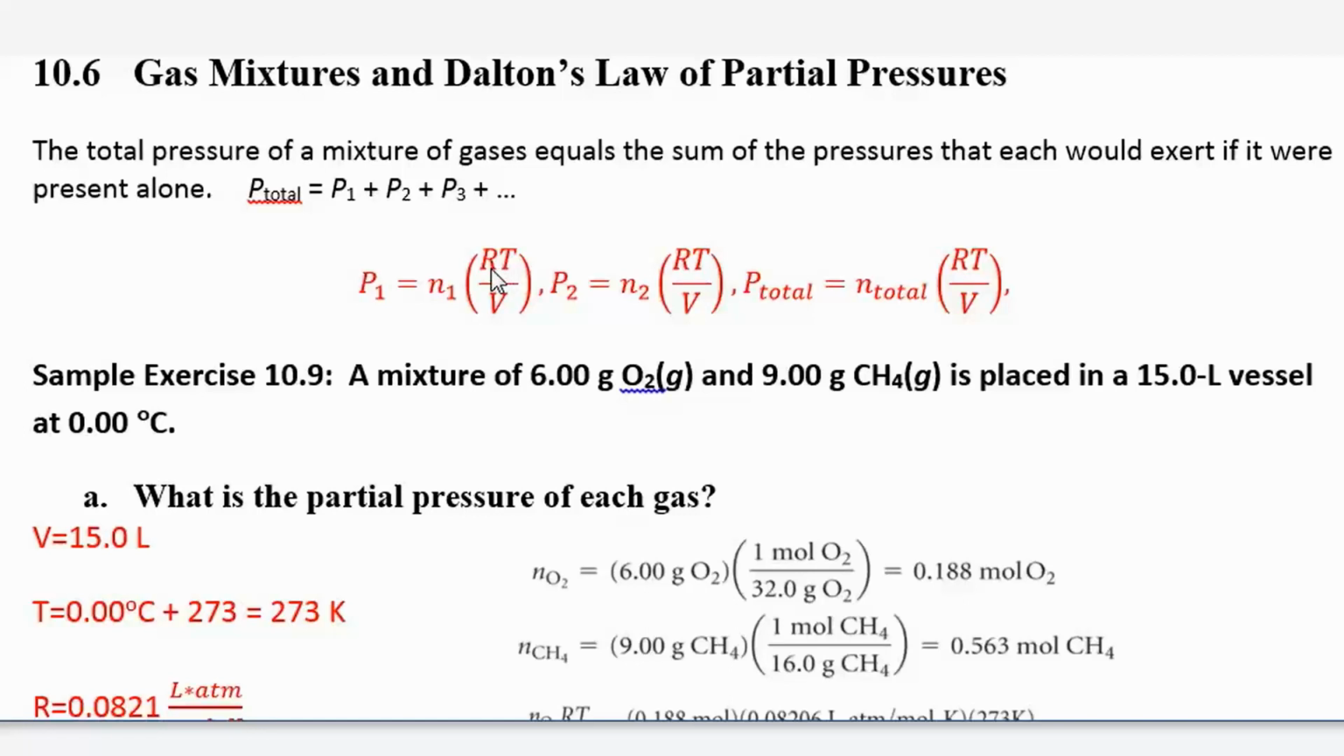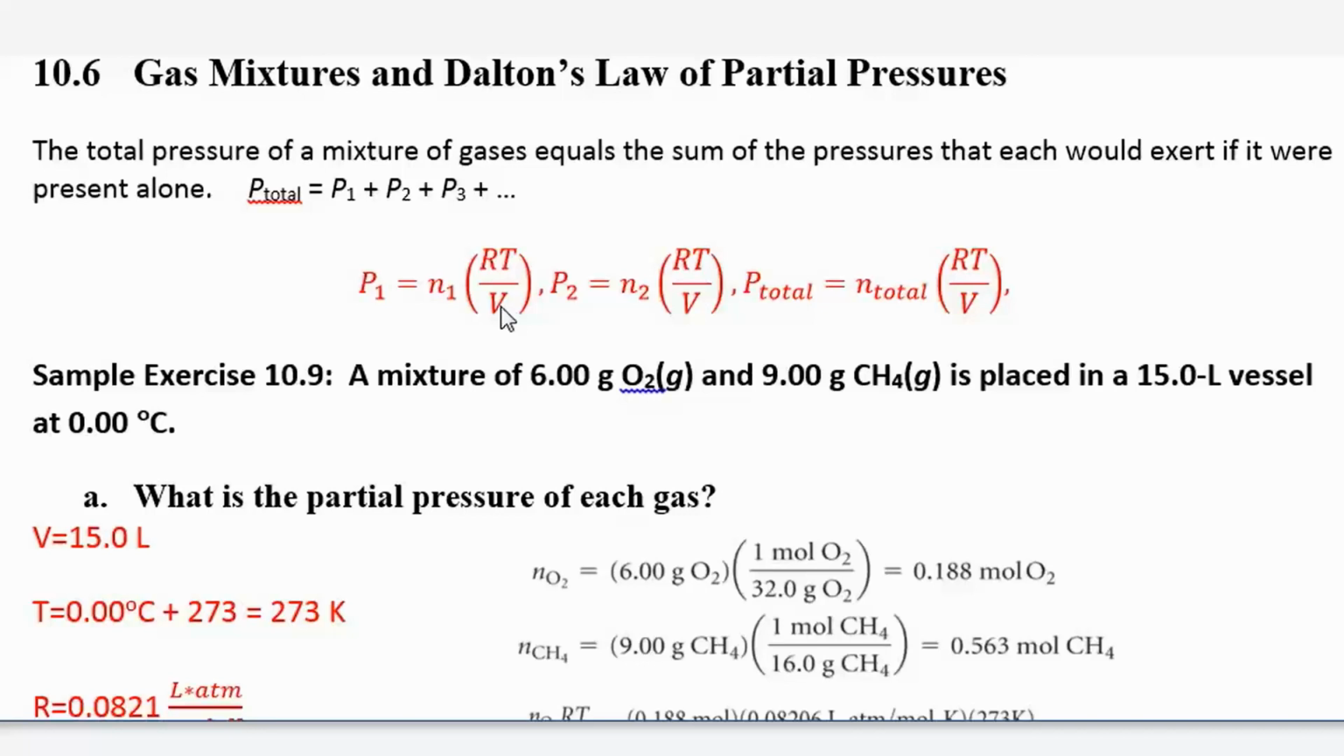R is a constant, the ideal gas constant. The temperature is not going to change, because each gas is at the same temperature. You take the temperature of the mixture and it's the same temperature for all the little pieces. And the same with the volume. The volume is just the volume of the container. Each gas has the entire volume of the container to move around, so they all have the same volume. So RT over V is going to be the same for every gas in the mixture.